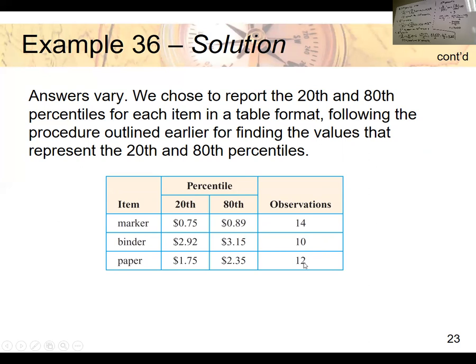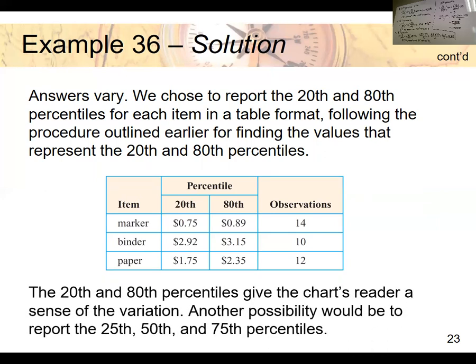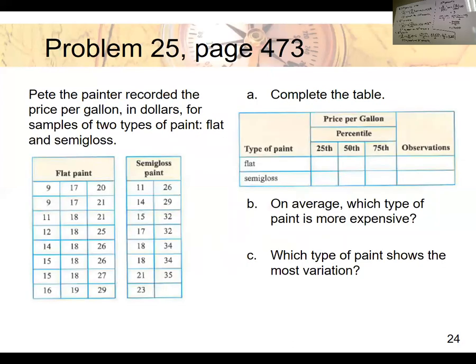Okay, we're going to look at one of these as an example. Like problem number 25 on page 473. And by the way, another possibility would be to report the 25th, 50th, and 75th percentiles. And in this case, we have a table just like that. And this is problem number 25 on page 473.